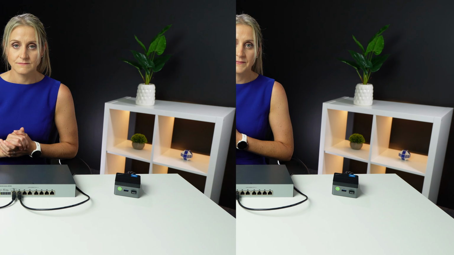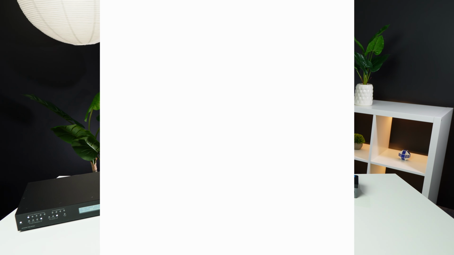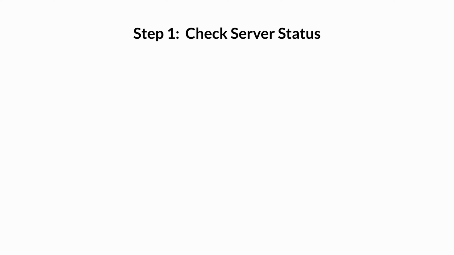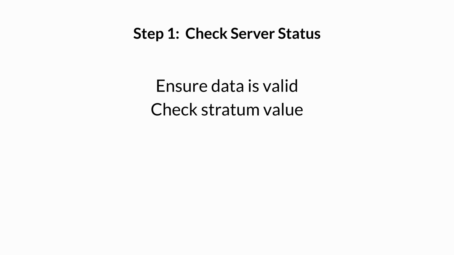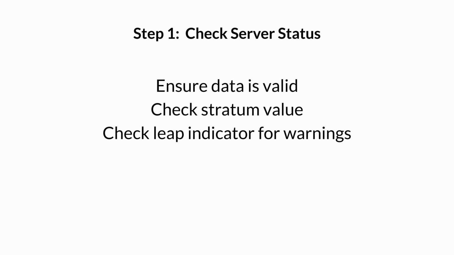Now let's have a look at how that packet data is used to calculate the offset and adjust the system clock on our client PC. So, there are 3 steps to this process. The first thing the NTP client does after receiving the reply from the server is to check the data is valid. So as a minimum, it looks at the stratum value and leap indicator. It might also look at some of the other values, but this depends on the implementation.